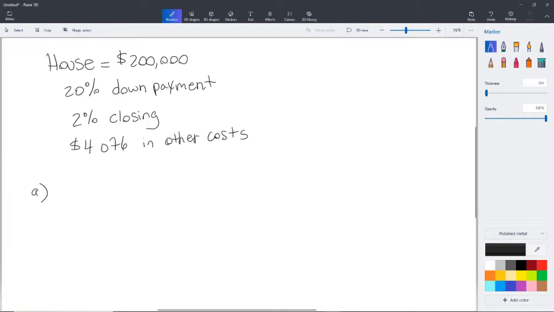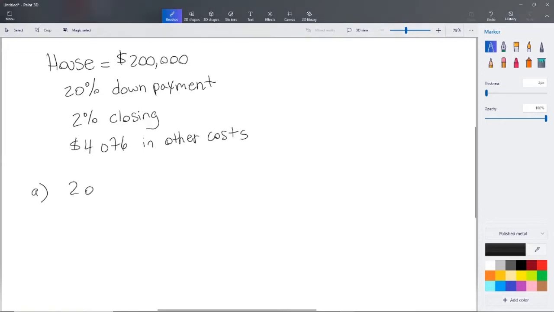All right, so Part A says, what is the deposit required? Well, they're telling us we need to put 20% down. So even though the house costs $200,000, our mortgage isn't going to be for $200,000. The bank is expecting us to put down 20%. So we need to know what 200,000 times 20% is. So let's start with that.